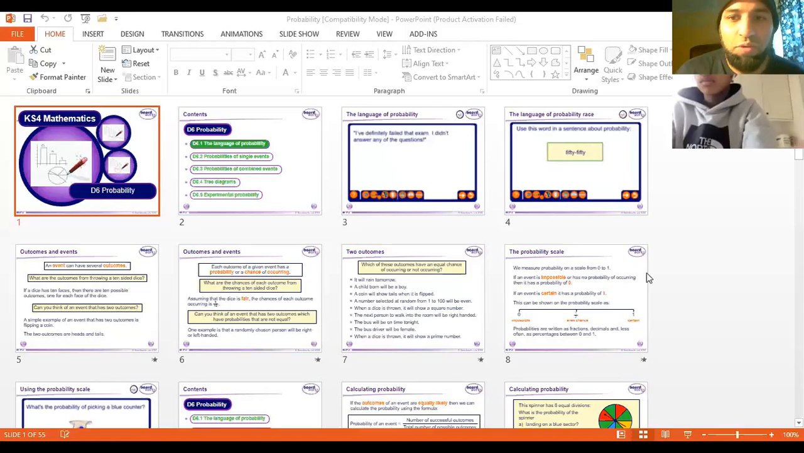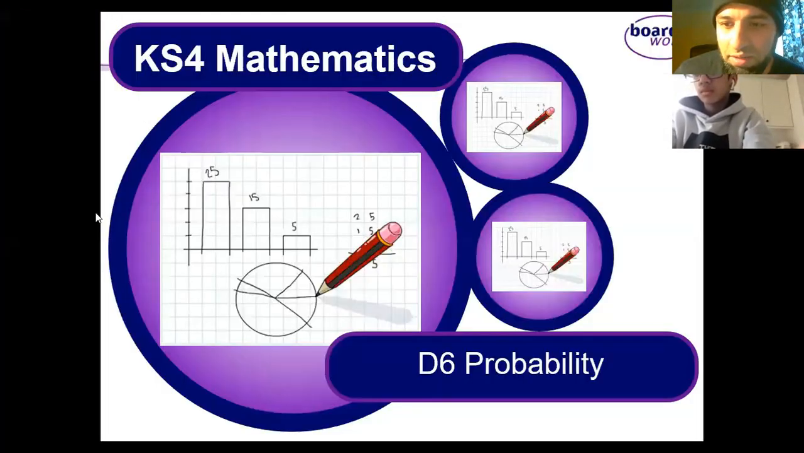So what I do, I record every lesson so that you guys can see afterwards the lesson as well. It's probably better than the tuition center. Can everyone see the main screen of probability again?